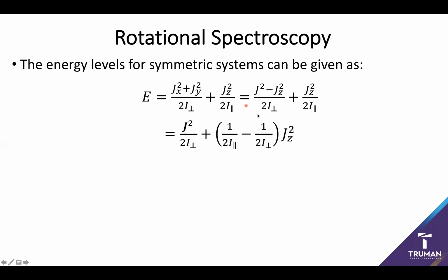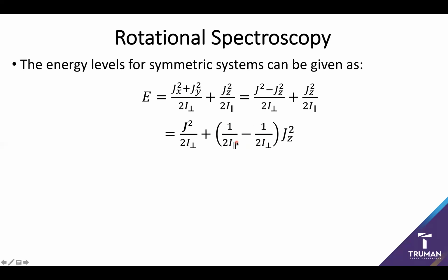Because then we can isolate our total angular momentum term on its own, and then bring together these two angular momenta in the z direction together with essentially a prefactor that will relate the difference of 1 over the corresponding moment of inertia. So again, one way you can think about it, I'm replacing a certain amount of the perpendicular moment of inertia with the parallel moment of inertia.